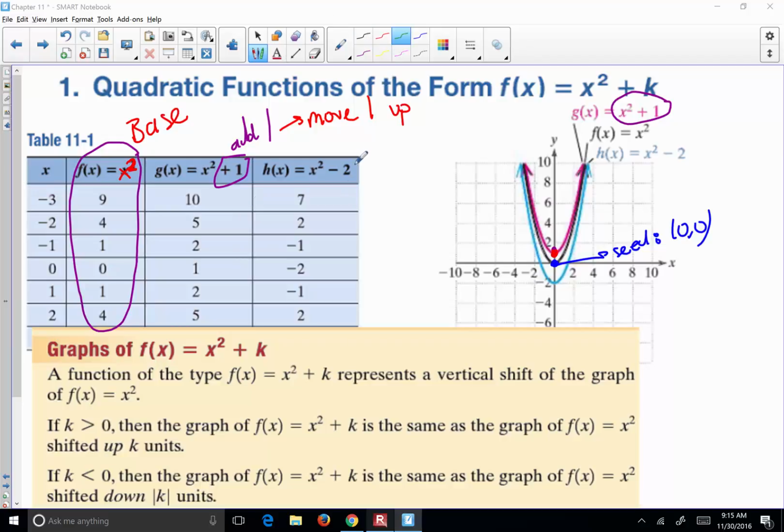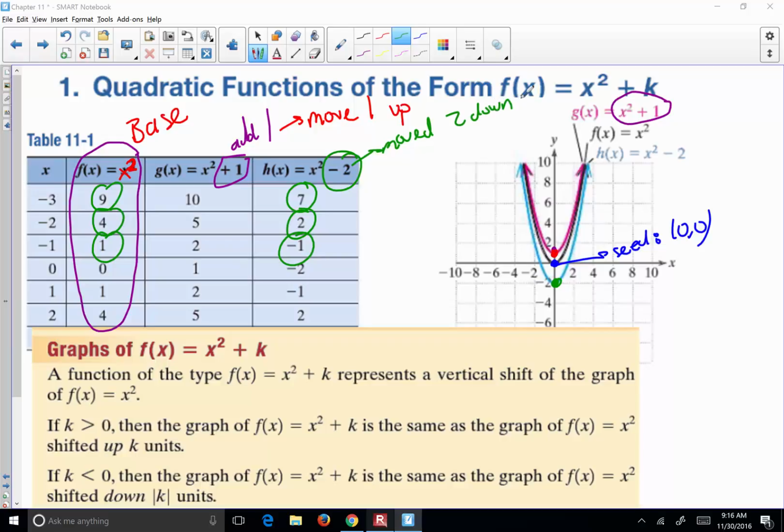What if you subtract? Somebody subtracted 2 from your base function. Look, all your values used to be 9, 7, 4, 2, 1, minus 1. All the values dropped 2 units. And you got this blue picture. Look at the blue picture. Do you see that? Blue one? What happened to your seed and other values? It dropped, moved 2 down. There you go.